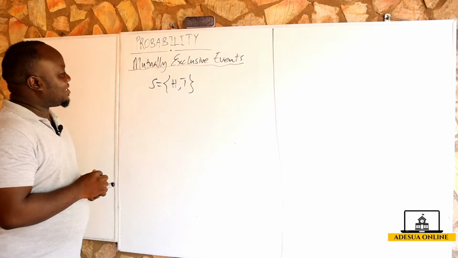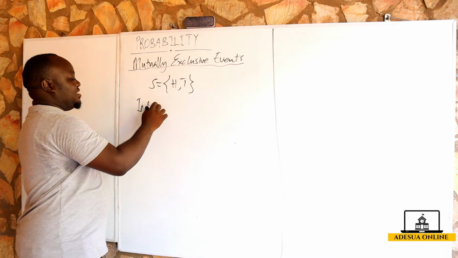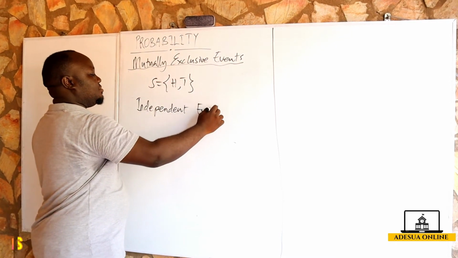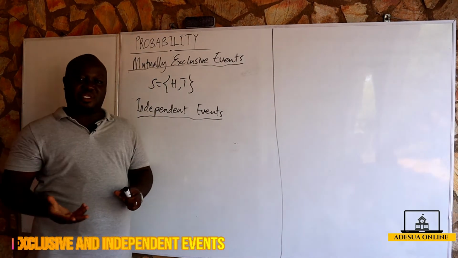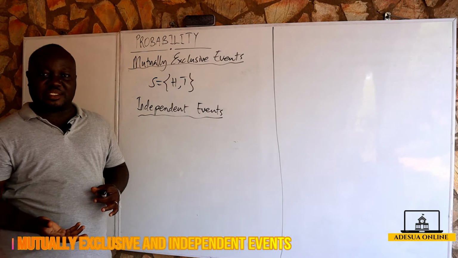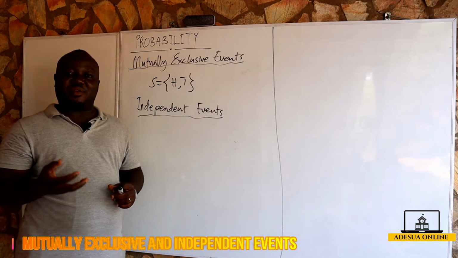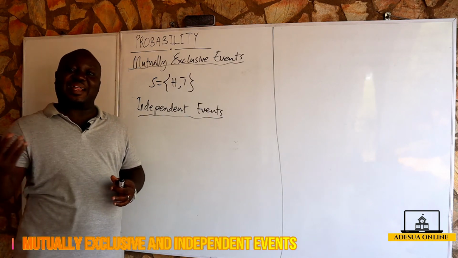Now, let's talk about independent events. Two events A and B are said to be independent when the occurrence of one does not affect the occurrence of the second one, or does not affect the occurrence of the other.